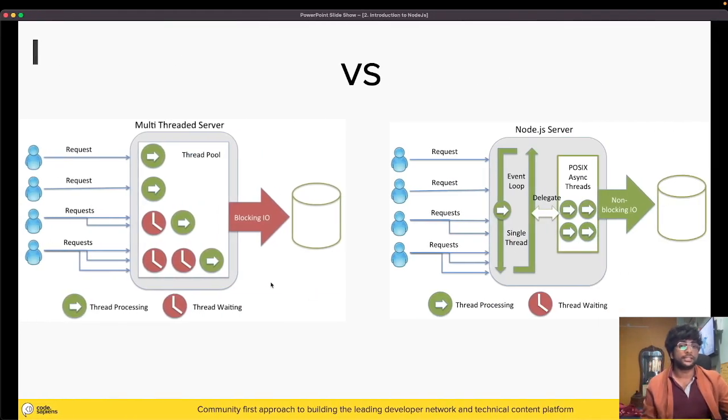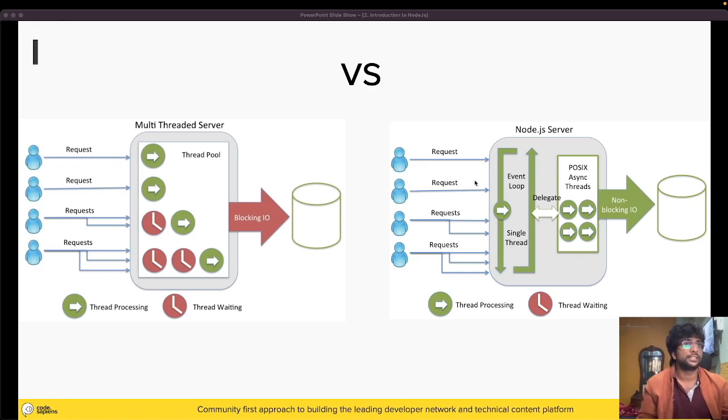Now, how is Node.js going to tackle such a situation? Now let's see how Node.js tackles this problem and how the design of Node.js is ready to accept millions of requests. In Node.js, any request that comes to it, it pushes into the event loop.